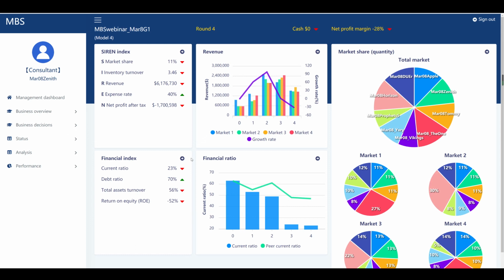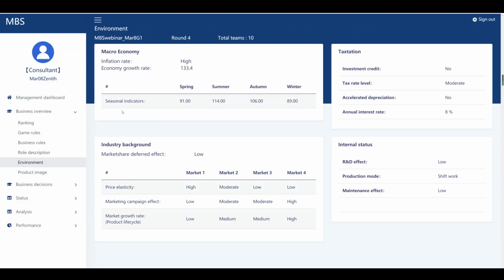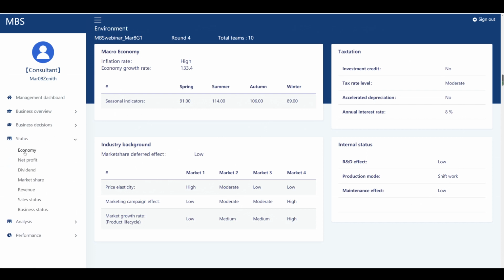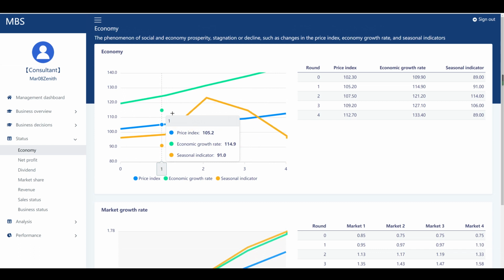In the business operation environment, you can see that there is the seasonal indicators. And in here, you can find the index of which quarter has the best rate. And in the industry background, you can see which market has the high or the low rating. And it seems that most of you know what to look for. But in the beginning, we should look at the status.